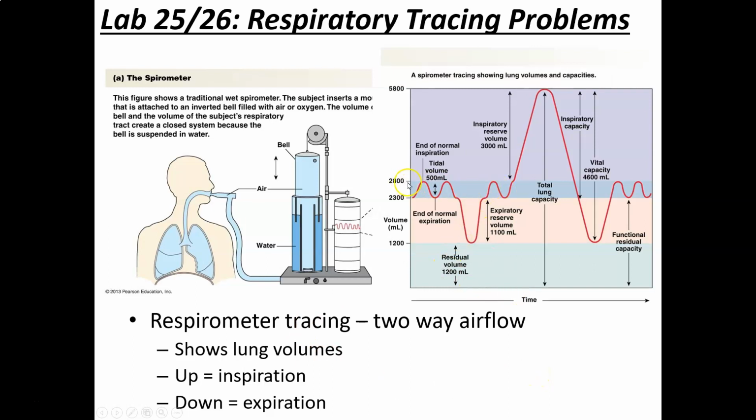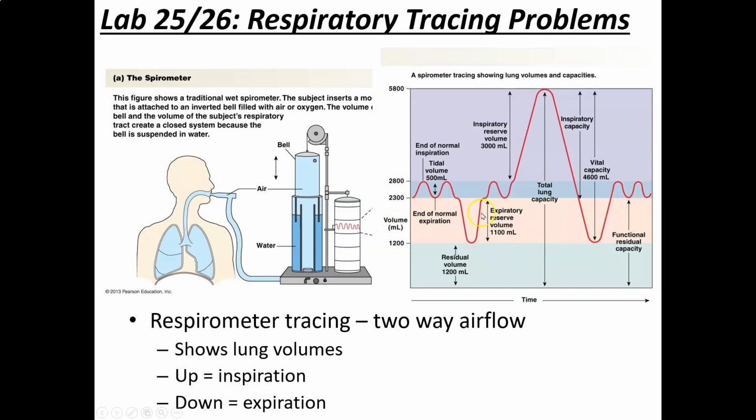So here's a typical tracing that somebody might do. It's not really exactly typical because it would be hard to do this first thing, but this is inspiration up and expiration down. You can kind of see that up and down. They take in a big breath, and then they go back to normal breathing. You wouldn't be able to do that probably in real life. And then they take as much air as they can in, and they blow as much air as they can out, and then they go back to normal breathing.